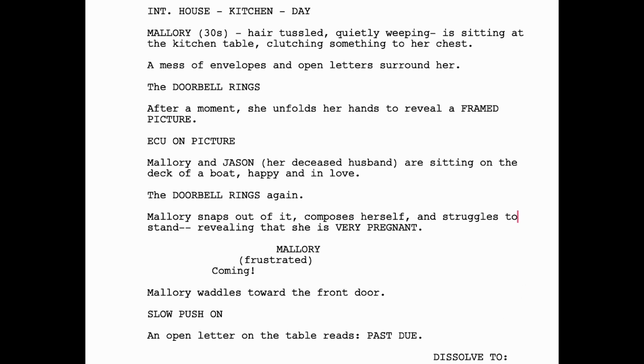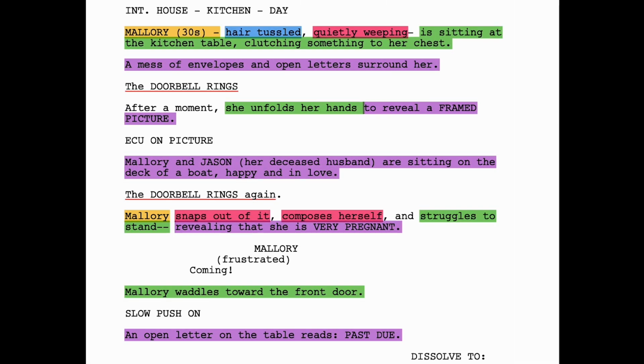Okay, so that's the scene. I'm just going to break it down for you here. Okay, so the hard and fast rule for describing subjective action, as I mentioned, is you start with the character, Mallory, 30s.